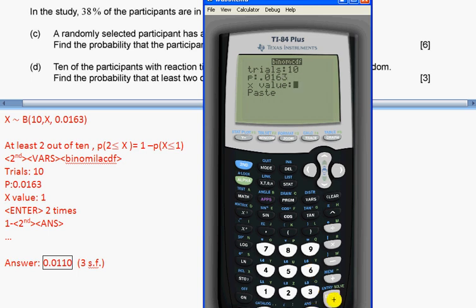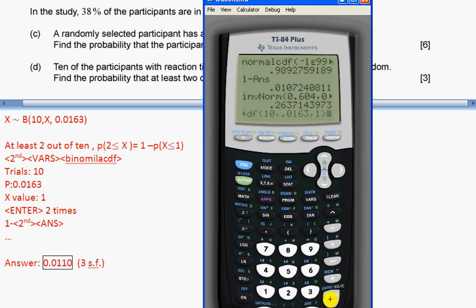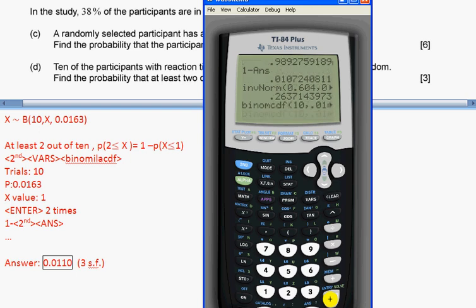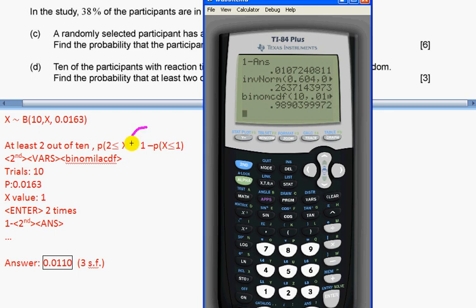But we remember that we should also subtract this from 1. So 1 minus second answer. So 110 with 3 significant figures. Finished with this exercise.